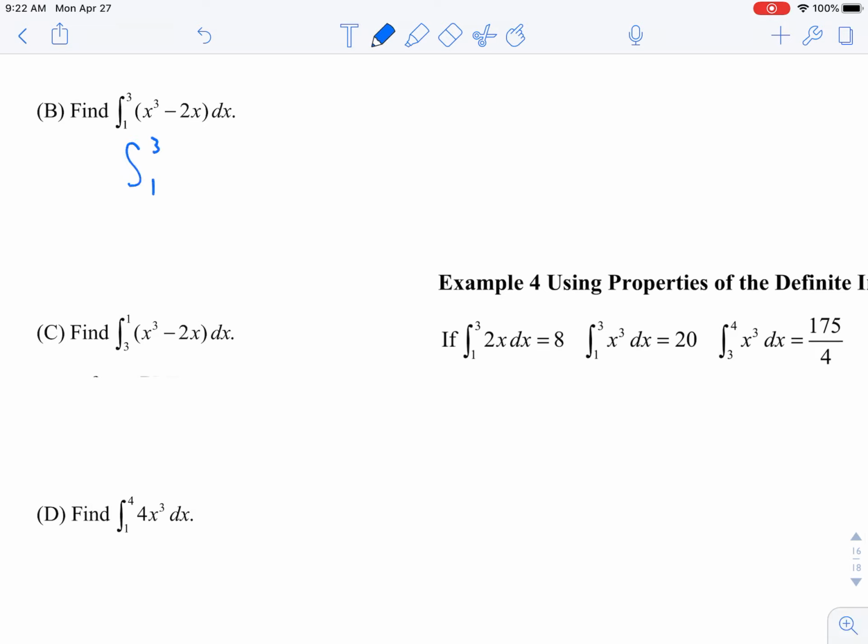Again, I put the defined values over there, and I'm sorry if this is small. This would be the same as the integral from 1 to 3 of x to the third dx minus 2 times the integral from 1 to 3 of x dx. Actually, I wasn't paying attention. There is no x, it is a 2x. So let's just go ahead and put that back in there. So the integral from 1 to 3 of x to the third is 20, minus the integral from 1 to 3 of 2x, which is 8. So this equals 12.